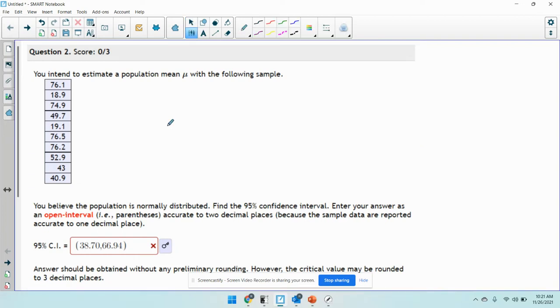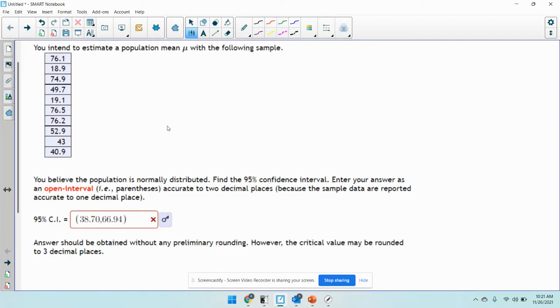Okay, we have this first question here. So the first thing you want to figure out is, am I using a z interval, a t interval, or am I talking about a proportion? You read through the question, notice that sigma is not given, so we assume sigma is unknown. And if we don't know sigma, that implies we're going to use a t interval.